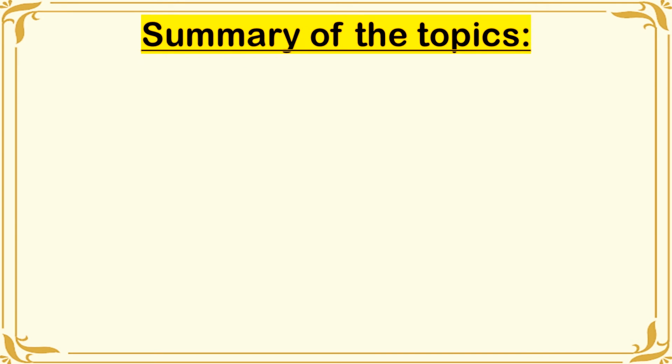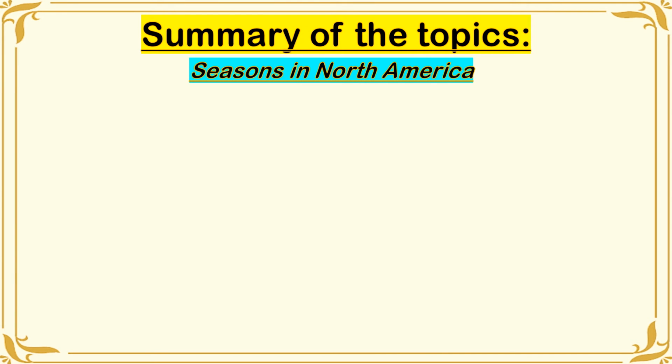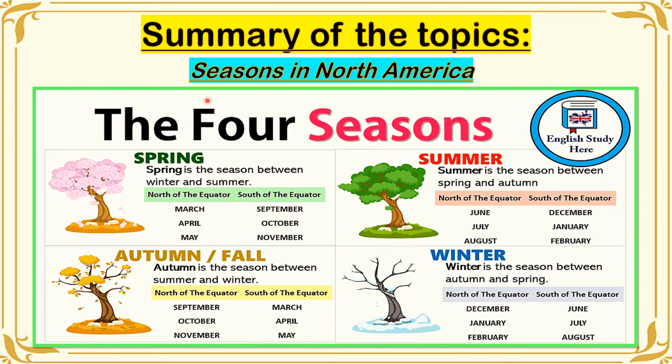Now, class, for the summary of the topics we have just discussed, we have studied the seasons in North America, and they are the following. The 4 seasons. Spring. Spring is the season between winter and summer. North of the equator, it happens in March, April, May, and south of the equator, it happens in September, October, and November. Summer. Summer is the season between spring and autumn. North of the equator, it happens in June, July, August, and south of the equator, it happens in December, January, and February.